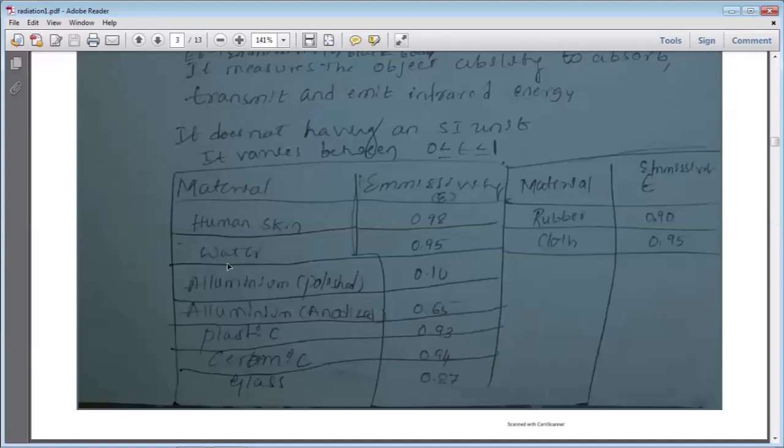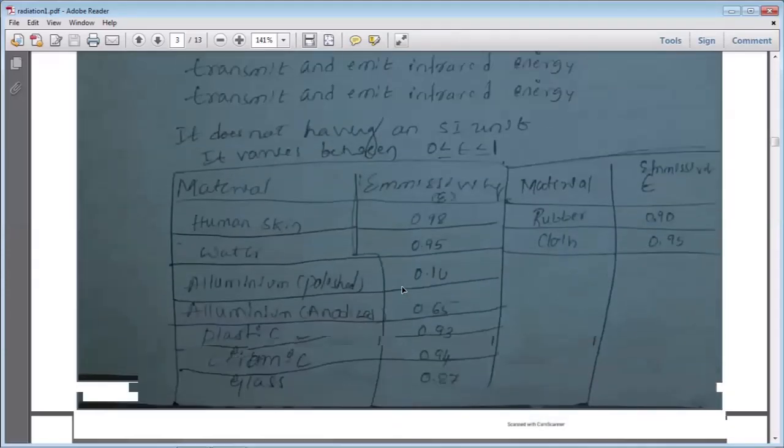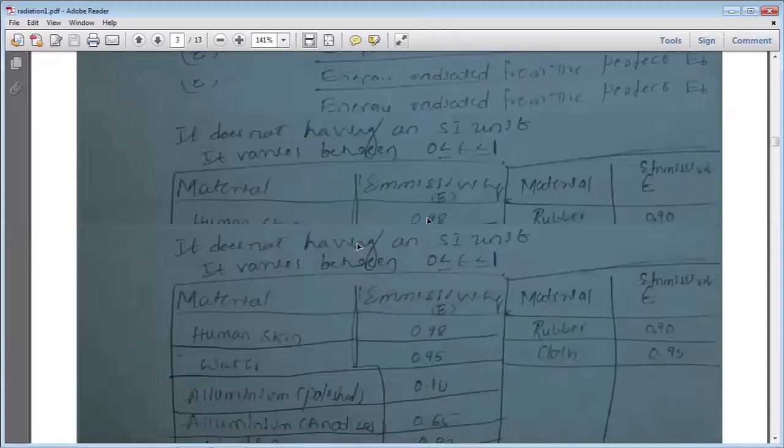Understand? Okay. So here the water is 0.95, aluminium polished is 0.10, aluminium anodized is 0.65, plastic is 0.93, ceramic is 0.94, glass is 0.87, rubber is 0.90, and any cloth is 0.95. Understand? So this is called the emissivity.